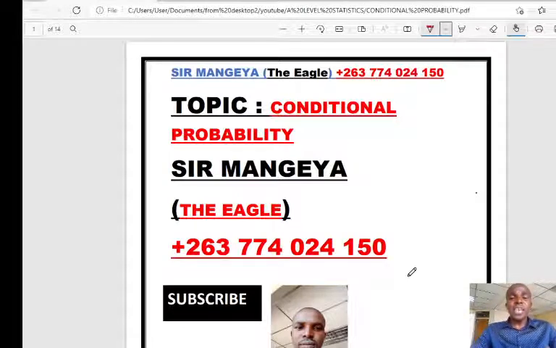Right. So this part is on conditional probability, advanced level mathematics.